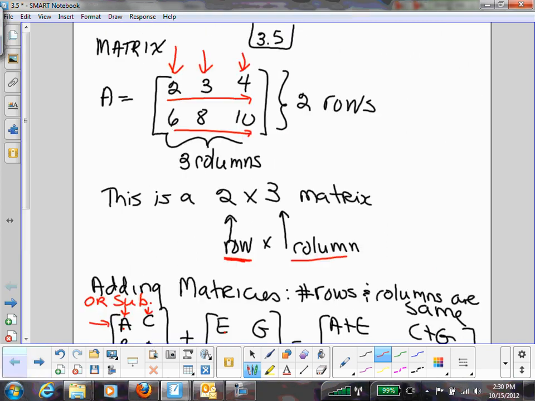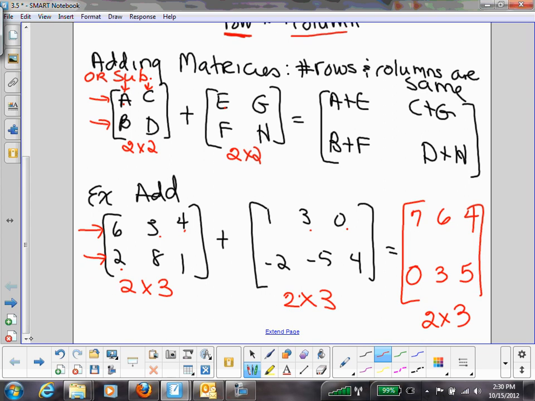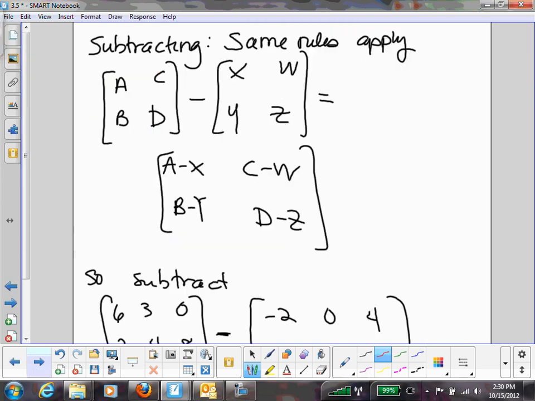Yes? If the dimensions are the same, yes. Your dimensions must be the same if you're going to add.